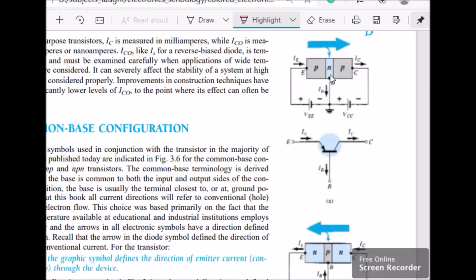Bakit common base? Kasi di po ba andito yung base? Okay? Andito yung IC, and dito yung IE. So, kumbaga yung base natin is common siya both sa iyong input and yung output part of your circuit. So, ang tawag sa kanya is common base.